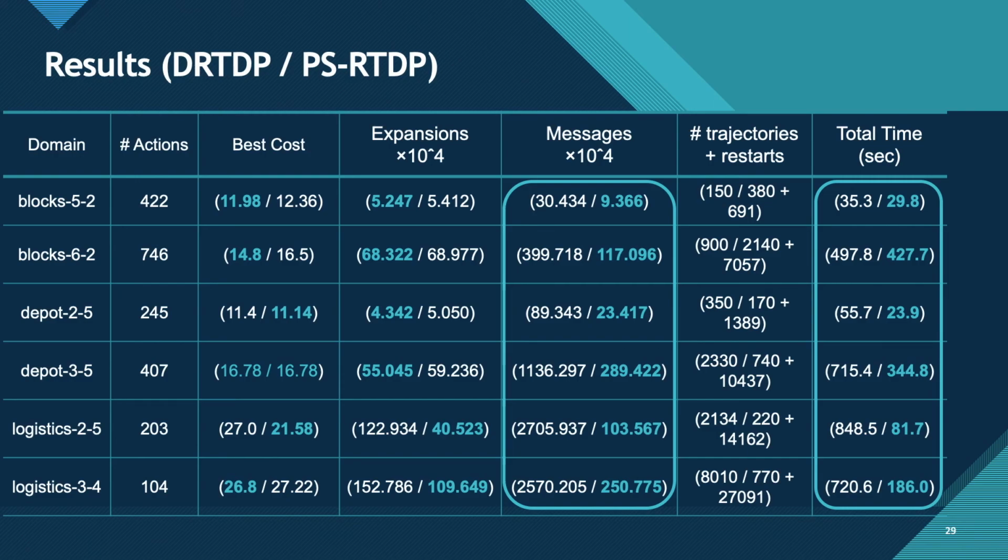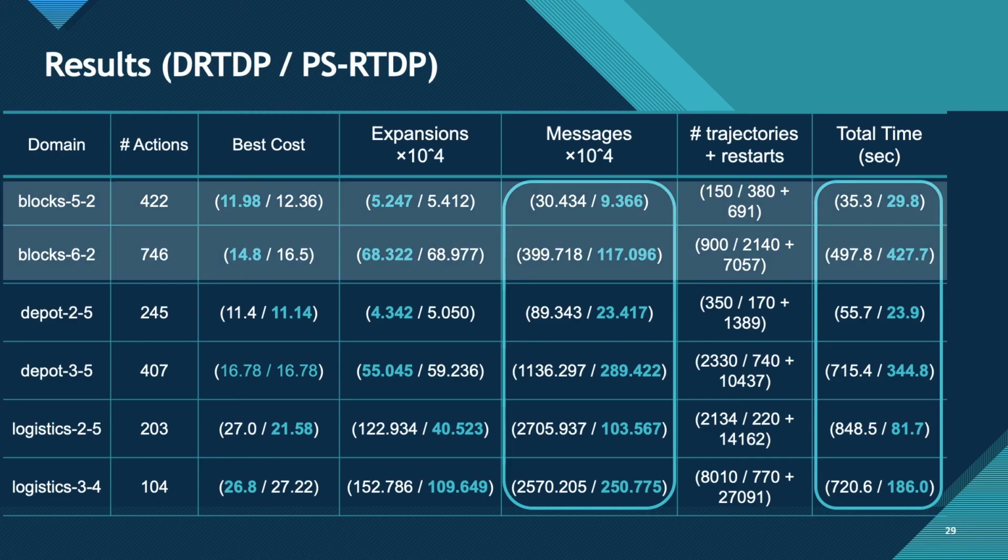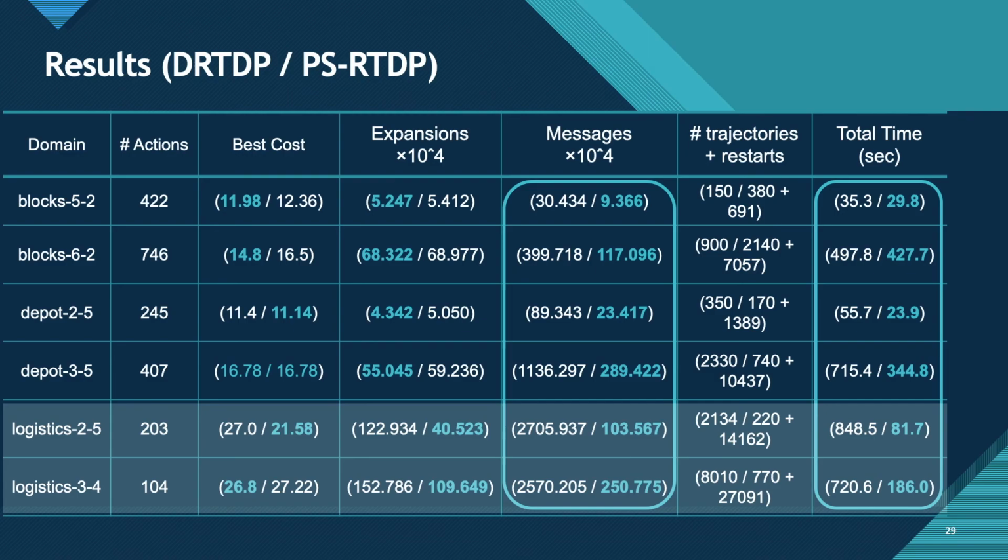We can see that blocks world problems had small reduction in runtime in PSRTDP. A reason for that could be the fact that there is little private information in this domain. On the other hand, logistics problems, which have much more private information, had significant reduction in runtime in PSRTDP. In general, we can see that the greater the reduction in the amount of messages, the greater the reduction in the planning runtime.